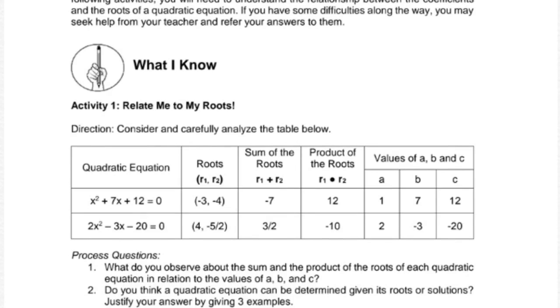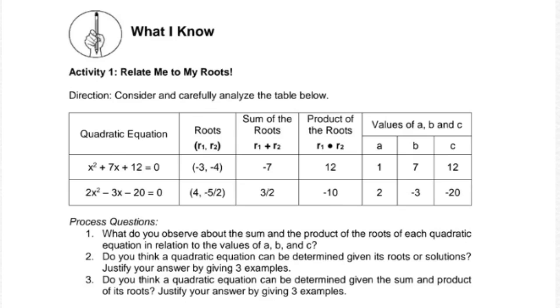So you have the activity 1, relate me to my roots. Direction: consider and carefully analyze the table below. So we'll just analyze here. So you have there quadratic equation number 1, x squared plus 7x plus 12 equals 0. So if we're going to find, the roots are negative 3 and negative 4. Sum of the roots, if we're going to add the 2, negative 3 plus negative 4 is negative 7. Product is negative 3 times negative 4 is 12. A equals 1, b equals 7, and c equals 12. So you have their process questions, so answer the 3 questions.